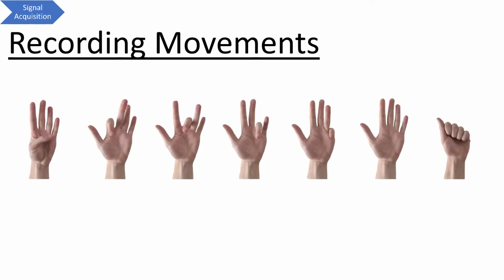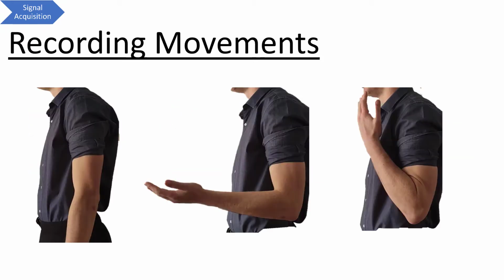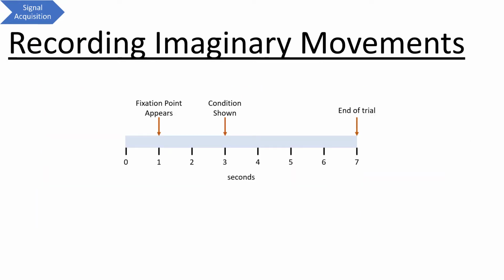The 7 finger positions that are used are shown here, with individual finger flexions and open and closed hand. 3 elbow positions were also tested for. EEG trials were made up of a fixation point before the condition of left and right was signalled.